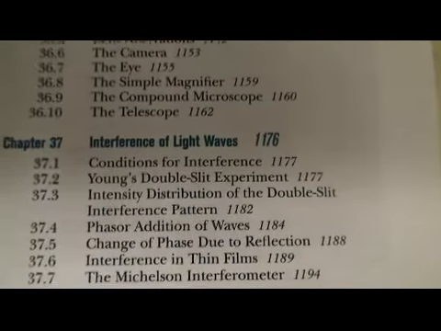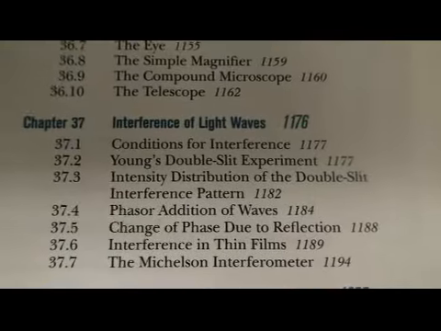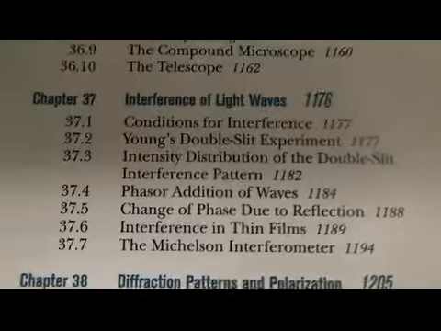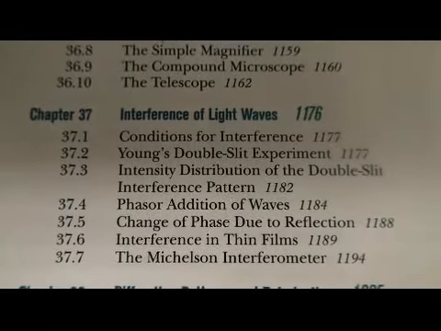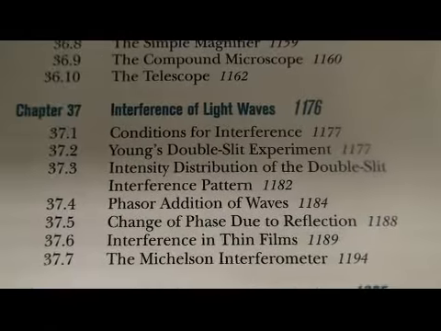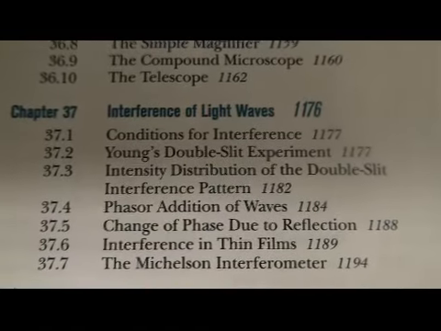Now I'm going to start with chapter 37, which is going to be the beginning of physics 4. Different courses, different colleges do it differently, but here for physics 4, we begin with interference of light waves, which is chapter 37.